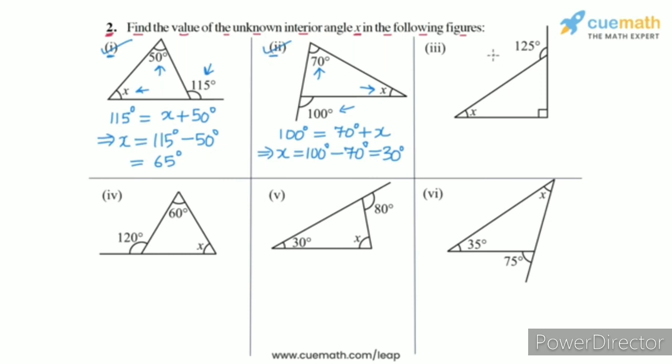In part 3, the exterior angle given is this angle 125 degrees and the opposite interior angles are x and this angle. So what is this angle? It's indicated that this angle is 90 degrees. So we can write 125 degrees, the exterior angle, is the sum of the opposite interior angles, so x plus 90 degrees. So from here we will get x is equal to 125 degrees minus 90 degrees, and this is equal to 35 degrees. So 35 degrees is the answer for part 3.